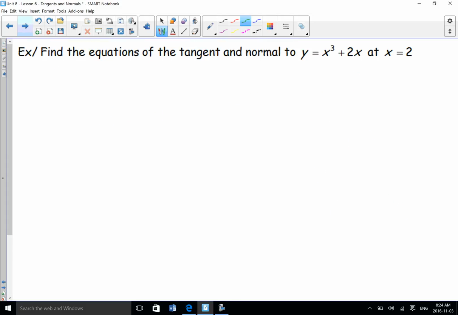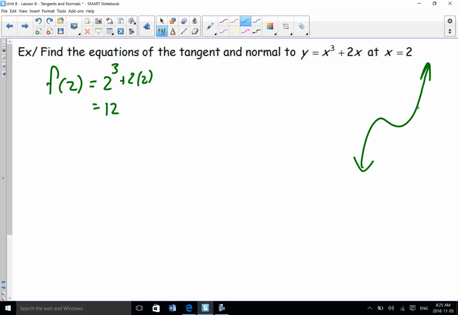I want to find the equation of the normal and the tangent to this lovely cubic function. So what information do we need? Well, we need to know the point. So I know the 2 part. What's the other part? What's the y part? So 2 cubed plus 2 times 2. 8 plus 4 gives us 12. So both of these things, just get a pretend picture of this thing here, are going through the point 2, 12. I want the equation of the tangent, and I want the equation of the normal.